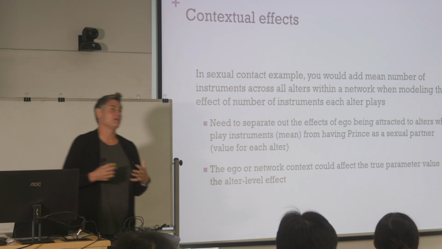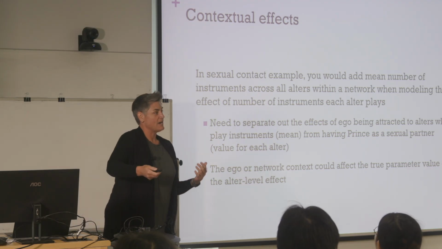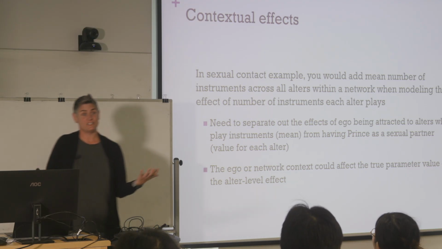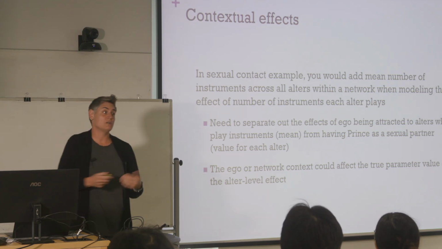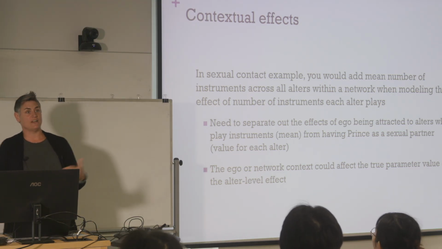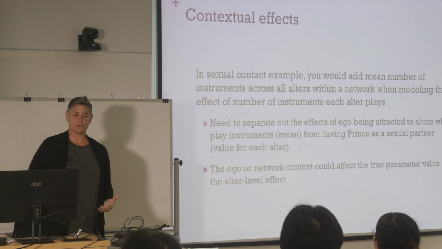That's obviously going to contribute to your network mean, right? Because if you have Prince in your sexual network, your mean number of instruments is going to be much higher, right? But then there's also going to be a lot of variance within those alters. And so by adding that contextual effect, you can explicitly pull that variance out.